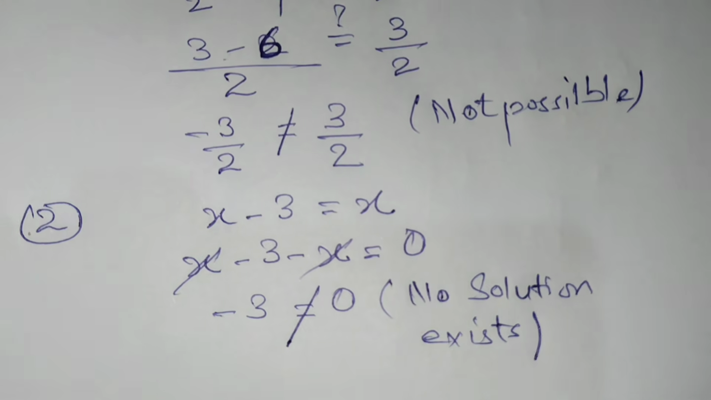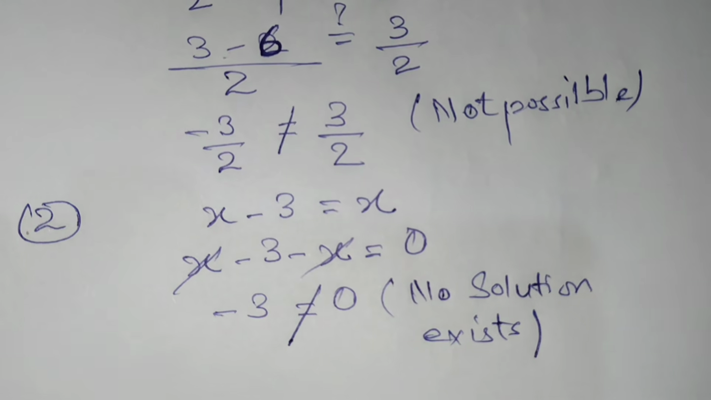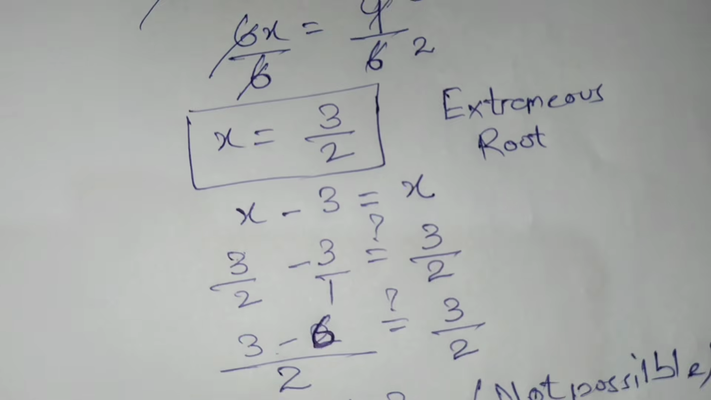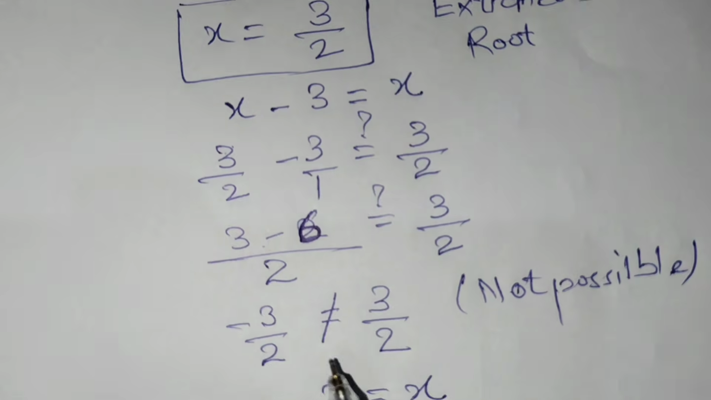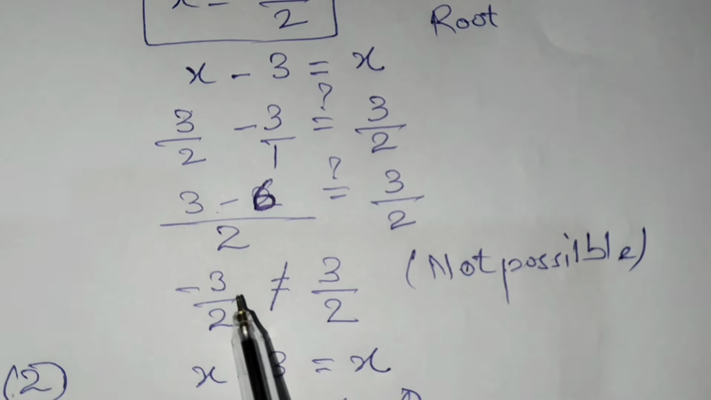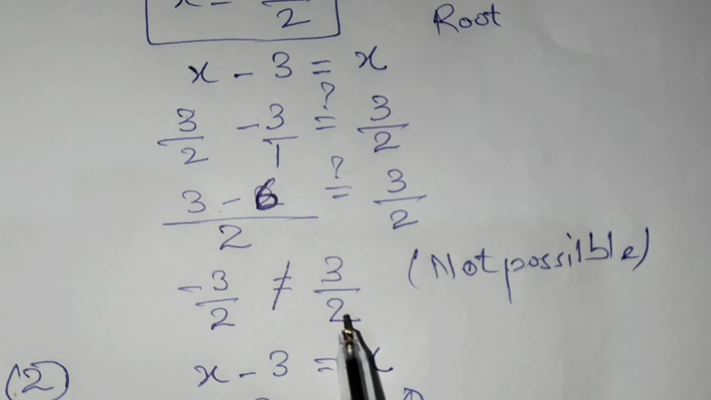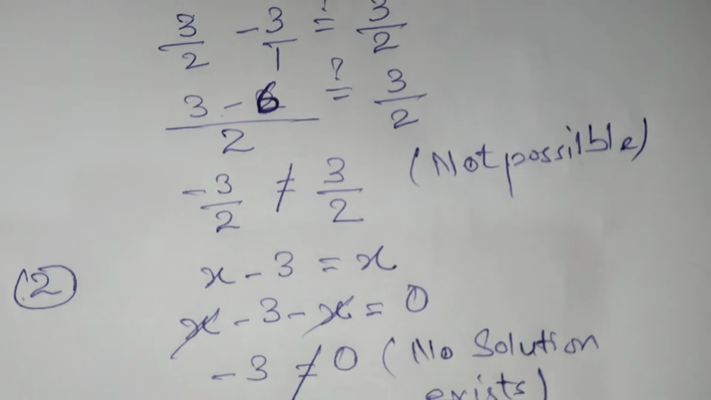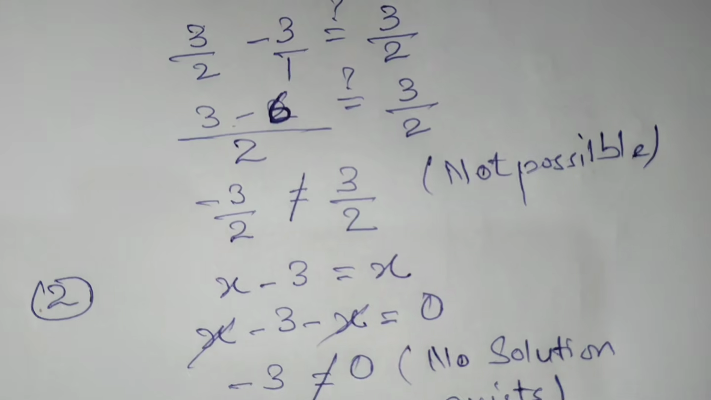So that's the question. We have used two methods. In the first method we found the value of x, but it does not satisfy the equation, left hand side equal to right hand side. So no solution exists for this equation.